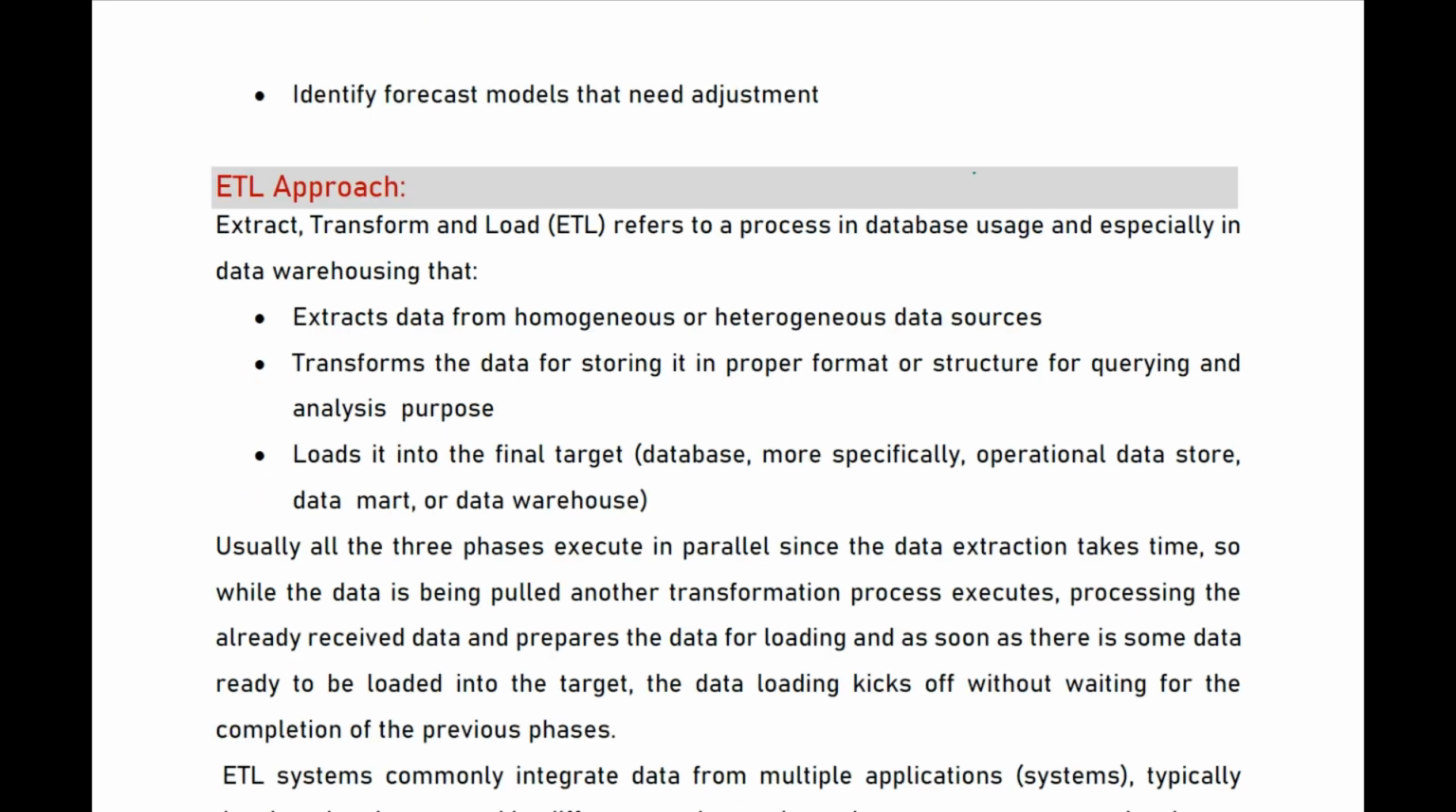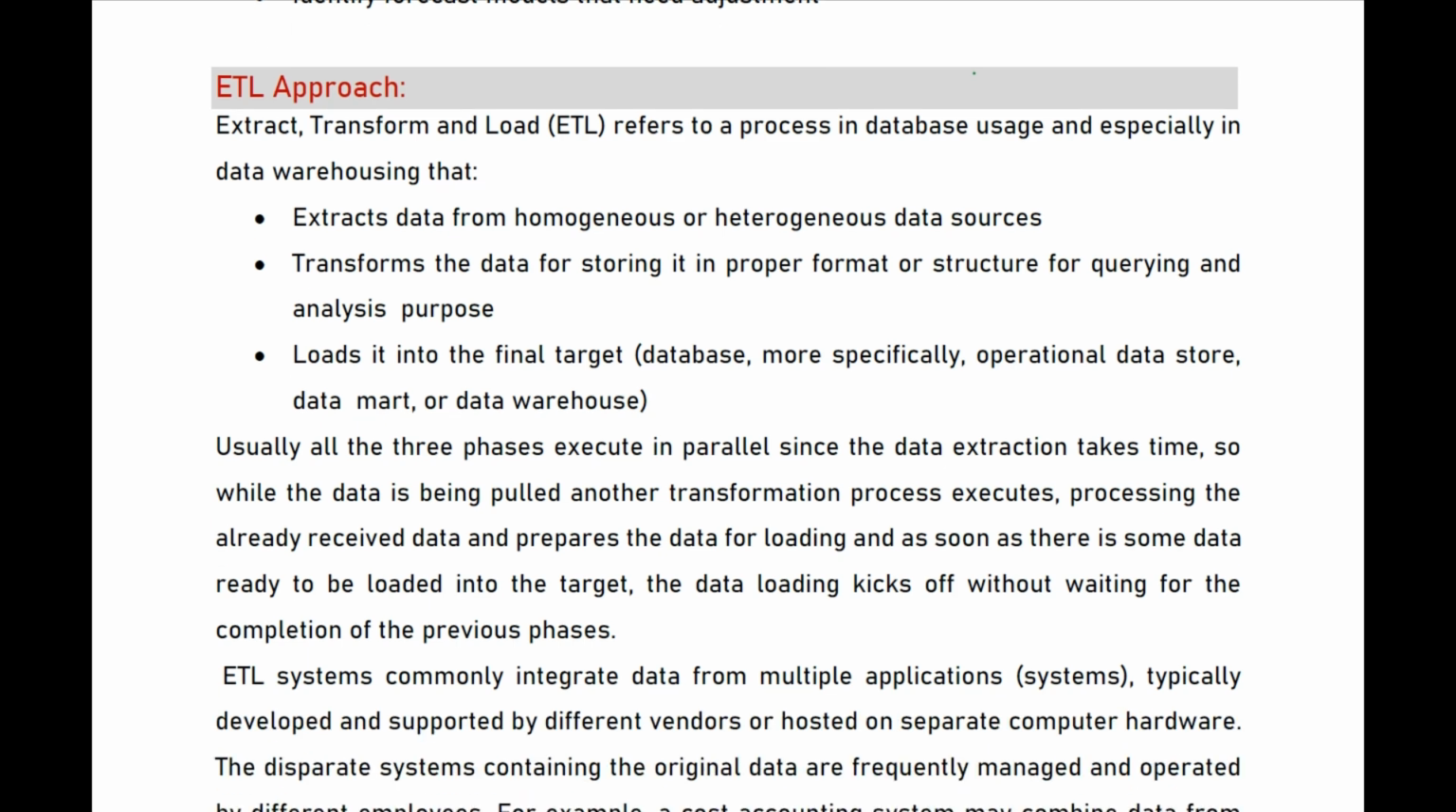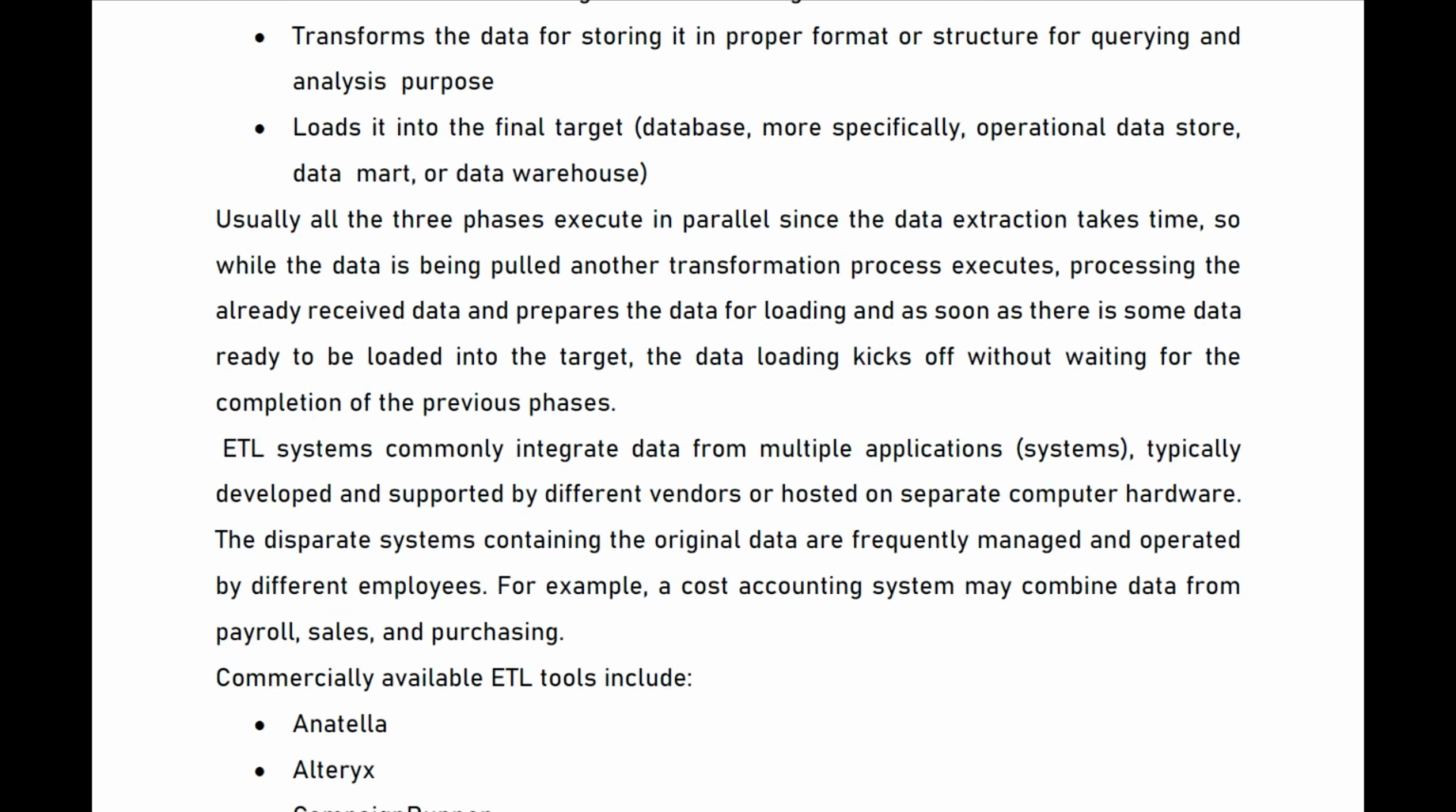The ETL approach is the Extract, Transform, Load approach, with explicit data representation. Extract data from homogeneous or heterogeneous data sources, transform the data into the proper format or structure for querying and analysis, and load it into the final target to get the output. Usually there are three phases: extraction, transformation, and loading of the data.